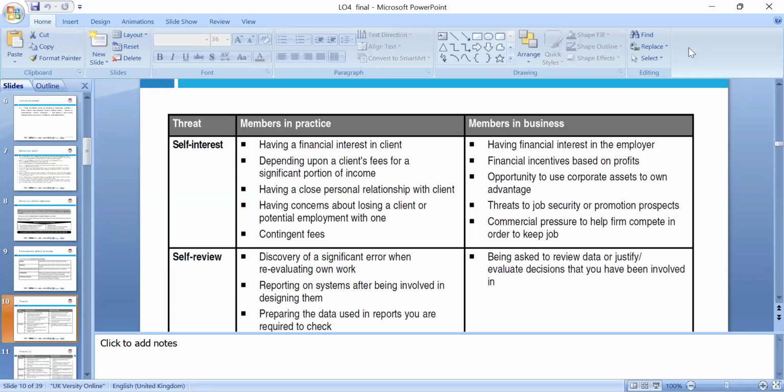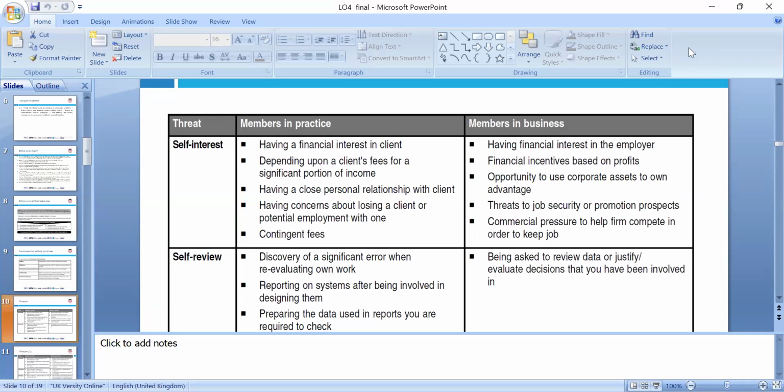So having a financial interest that depends upon the client's fees, having a close personal relationship, having the concern of losing the client, and contingent fees: "I'll save you and you will pay me this." That is not acceptable. It's not professional, and it can lead to compromising professional objectivity.